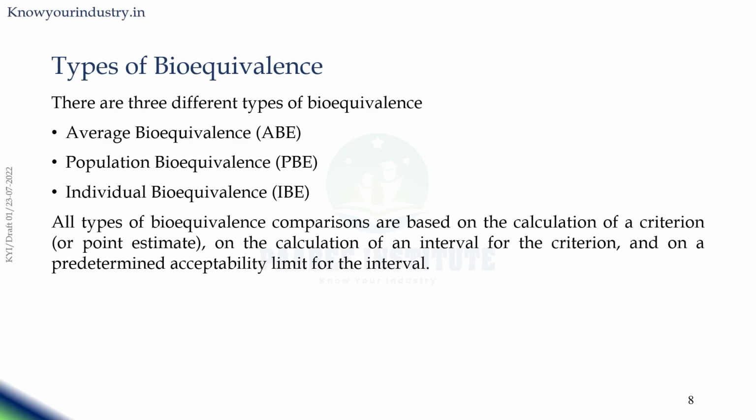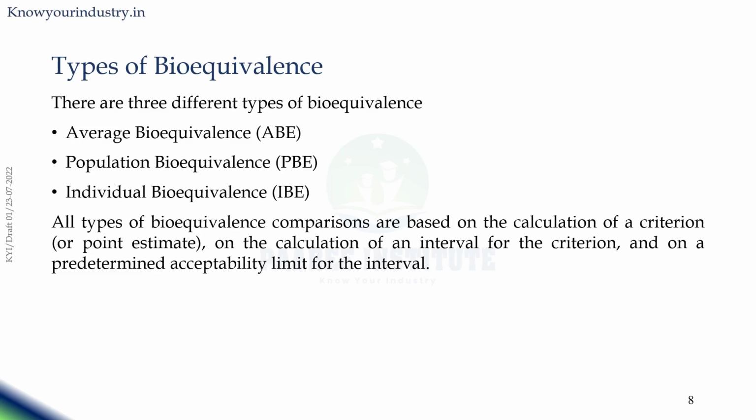Then it comes to the population bioequivalence and individual bioequivalence. These are the two bioequivalence approaches that have been recently defined by the regulatory agencies, especially by the US FDA. So whether you take the average, population, or individual bioequivalence, all types of bioequivalence will have a calculation of a criterion or a point estimate. For example, in average bioequivalence, we have the test by reference ratio of a particular pharmacokinetic parameter, for example Cmax. So you have test product Cmax and reference product Cmax. The T by R ratio will be the point estimate.